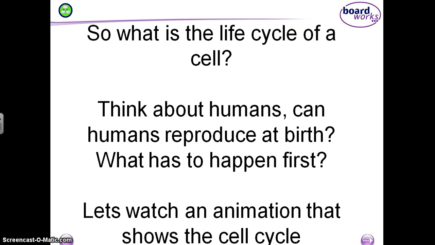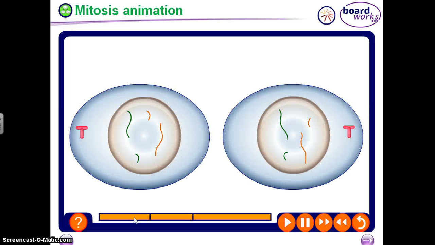Okay, so just like humans, your cells have a life cycle. We already said they live to a certain age, but they also go through different stages of development. Like we go from babies to teenagers to adults and so forth, cells have a life cycle too. So we're going to go over that. But before we go over the life cycle, I want you to watch this mitosis animation.